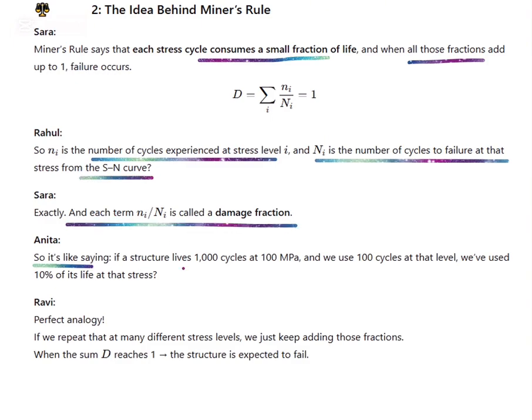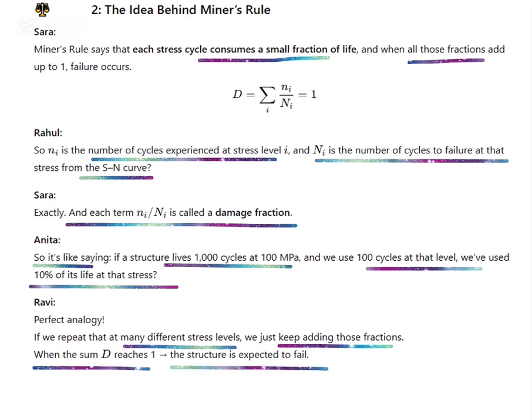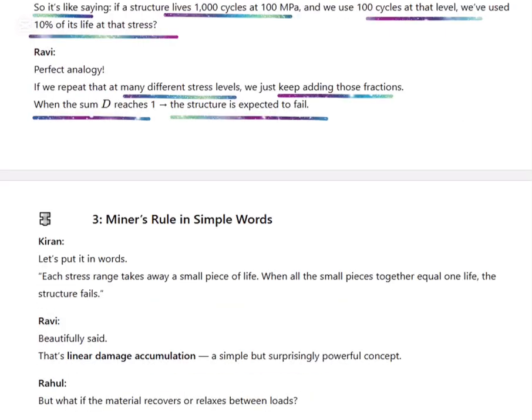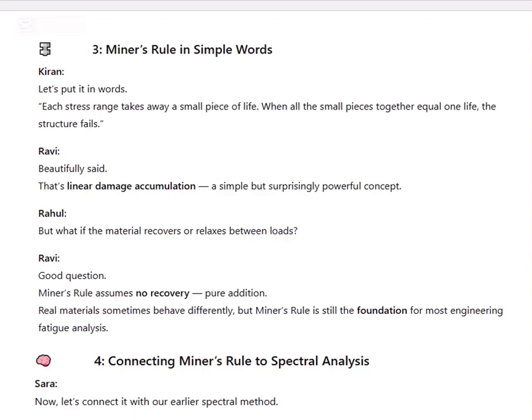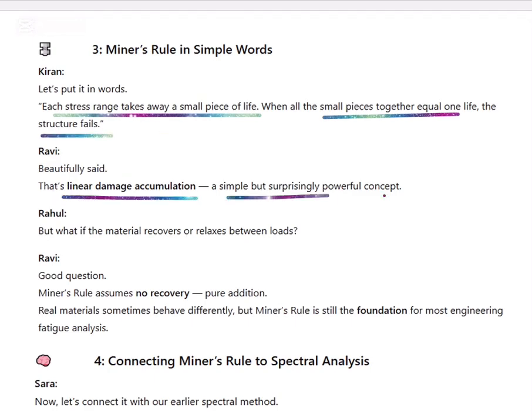So it's like saying if a structure lives 1000 cycles at 100 MPa, and we use 100 cycles at that level, then we have used up 10% of its life at that stress. If we repeat that at many stress levels, we just keep adding those fractions. When the sum reaches one, the structure is expected to fail. So in words, each stress range takes away a small piece of life. When all those small pieces together equal one life, the structure fails. That's linear damage accumulation, simple but surprisingly powerful.